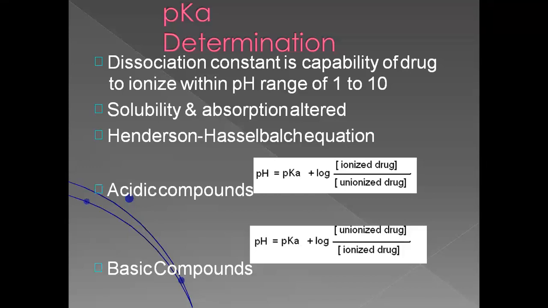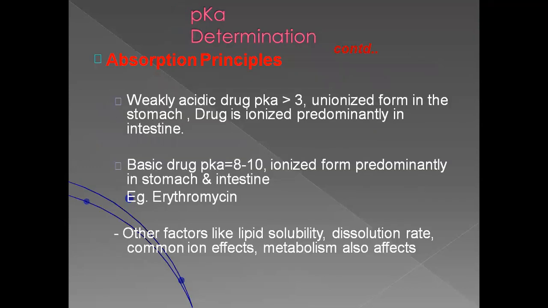However, the rate of dissolution, lipid solubility, common ion effect, and metabolism in the GI tract can shift or reverse predictions of the extent and site of absorption based on pH alone. So this is what we have discussed here.